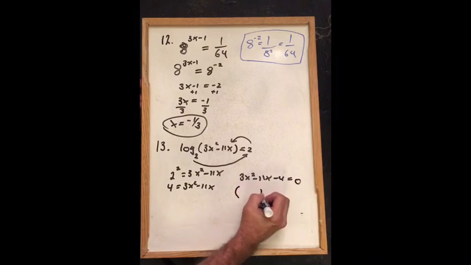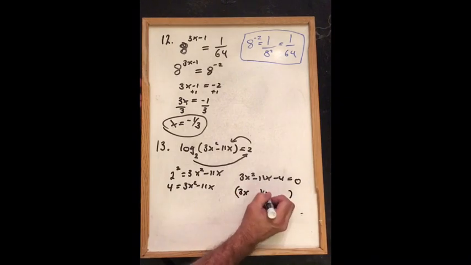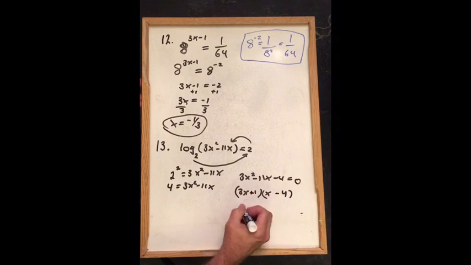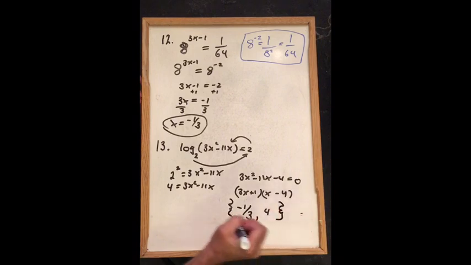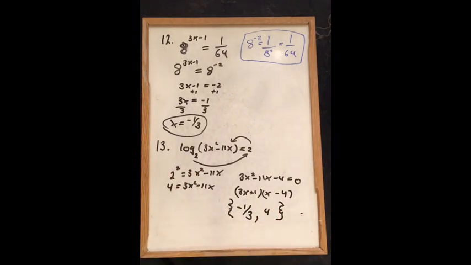And then we're going to try and factor this. I think it'll be 3x here, x here, put a 4 and a 1. Let's make that negative and this positive. Then we have minus 1/3 and positive 4. And that is my solution set right there. Both of those values will work in here. So both of those are the answers.